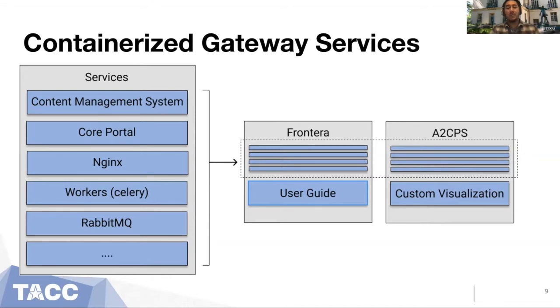In addition to deploying the same services in different ways, we can also use Camino to deploy different services to each gateway. So for example, the Frontera portal has a user guide that A2CPS doesn't, and A2CPS has a custom visualization that Frontera doesn't. And we can do this for a number of other portals.